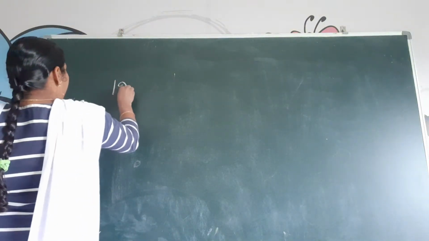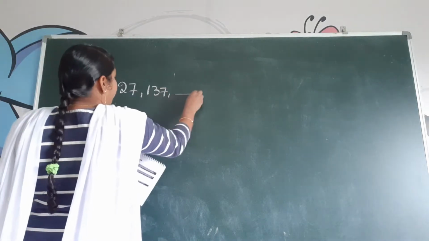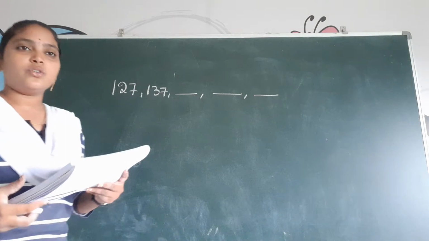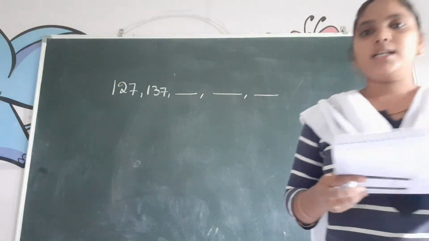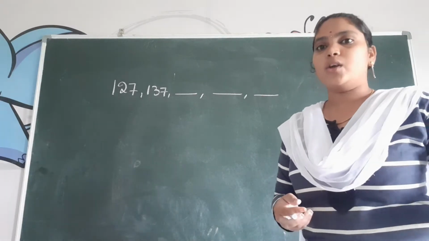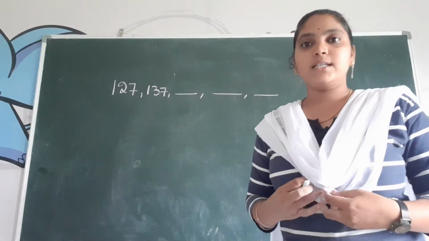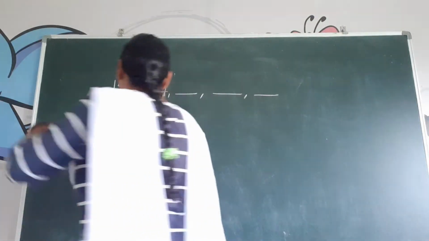Fill in the blanks with 10 more numbers. So we are given 127, 137. Here 5 blanks are given. You have to fill in these 5 blanks with 10 more than the given number. So what do we have to write, children? Here we have to write 10 more numbers. So how do we write 10 more? Check here.